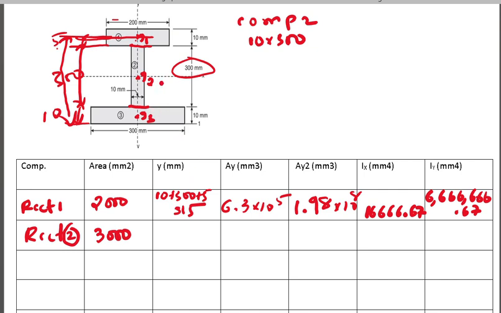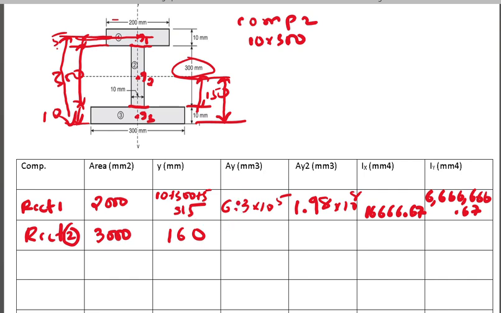Now what is y here? Y is the distance between the centroid of component 2 and the x-axis, from here to here. See here, 300 divided by 2, so exactly from here to here it will be 150. 150 plus 10 will become 160. So the distance between the centroid of component 2 and the x-axis is 160.